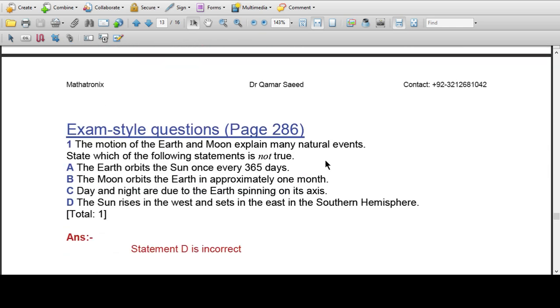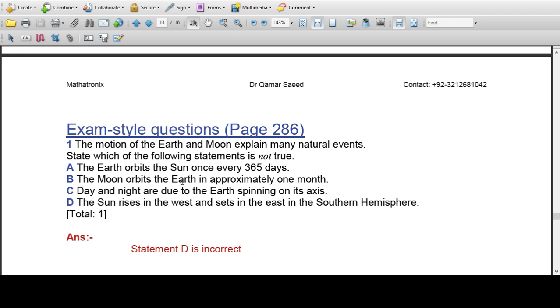Now, exam style question. The motion of the Earth and the Moon explain many natural events. State which of the following statements is not true. A: The Earth orbits the Sun once every 365 days. Approximately it's correct, except in a leap year; it takes approximately 365.25 days. So A is correct.